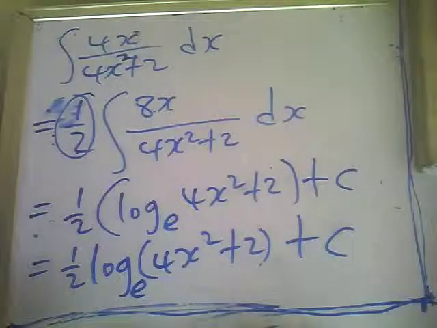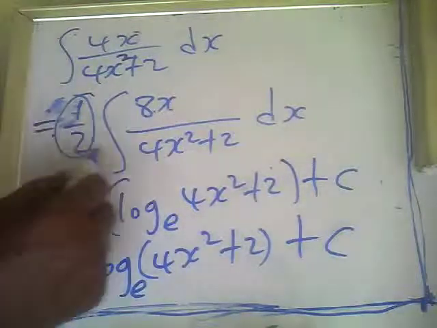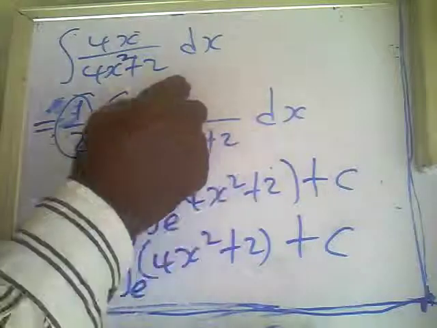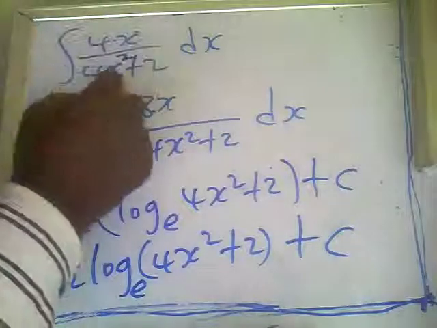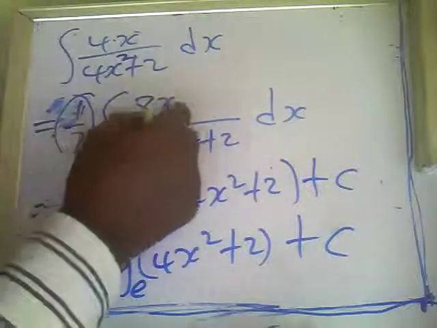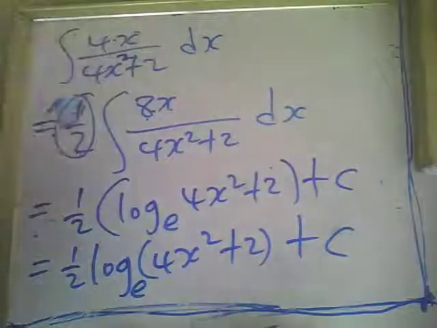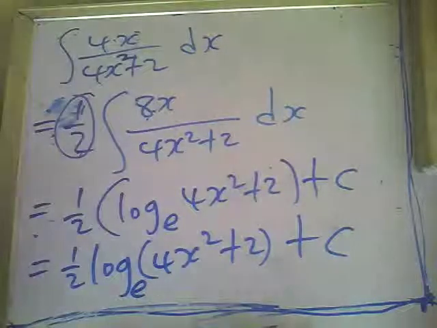Just check out what we did. We introduced this half because when we differentiate 4x squared, we have 8x, and this is 4x. So we have to introduce a factor that will reduce this 8x back to 4x. That is what we did, and that is how to do it.